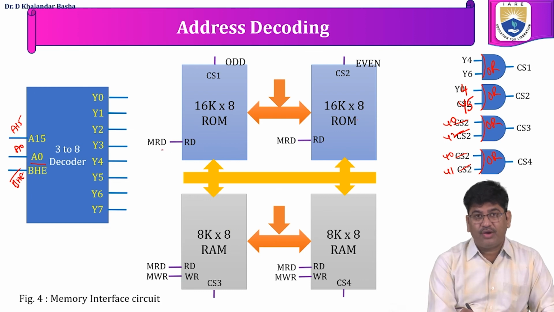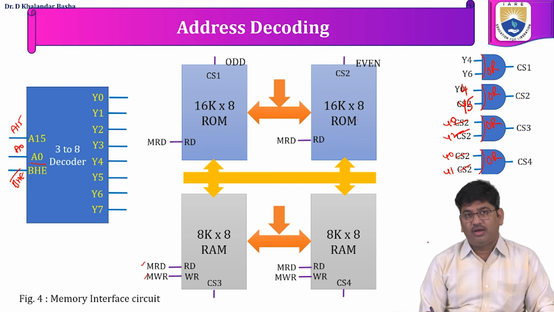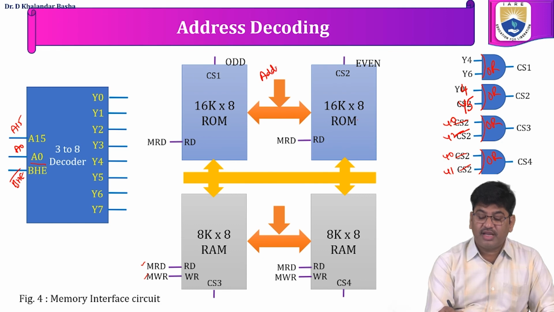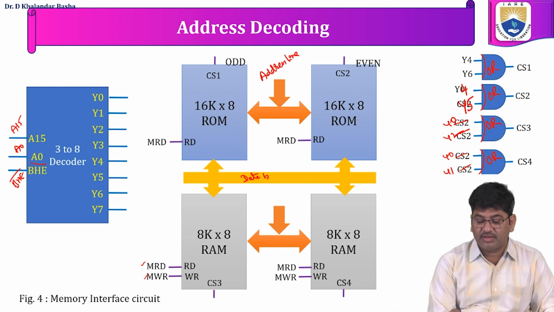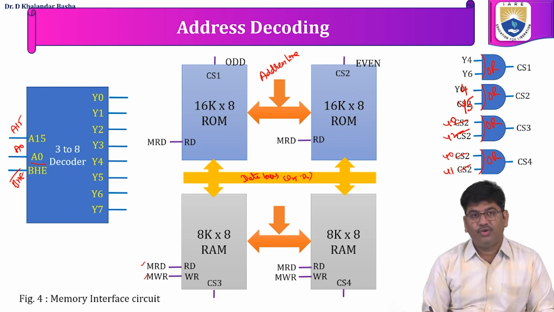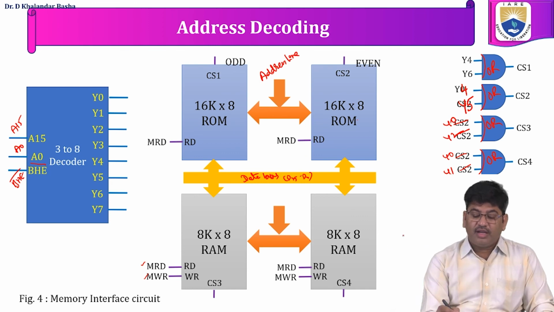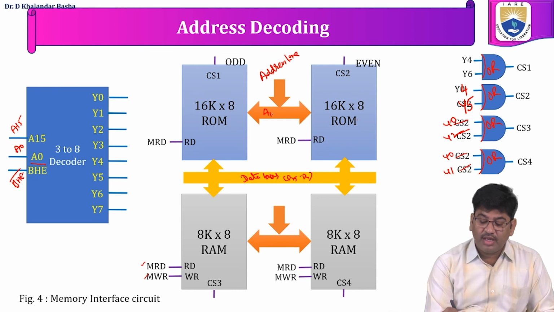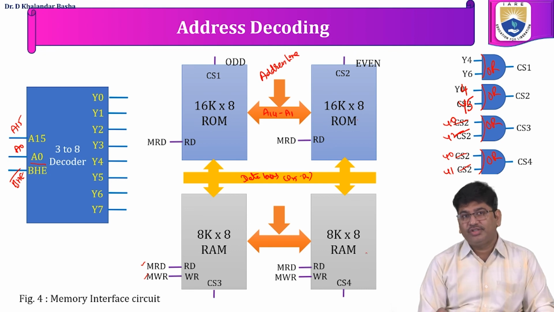As it is ROM, we have only read permissions. As it is RAM, we have both read and write permissions. And these are used for address lines. And this is the data bus, that is D15 to D0. The address lines which we require here, we are going to take from A14 to A1, because A0 is used for selecting even address or odd address.